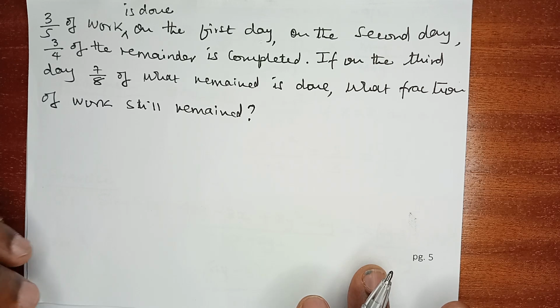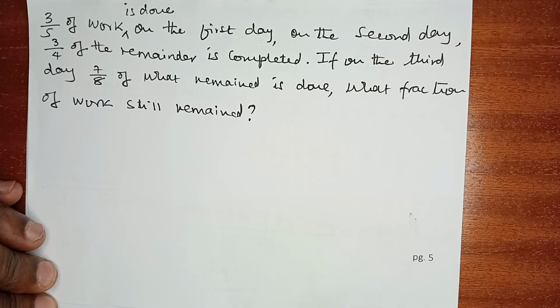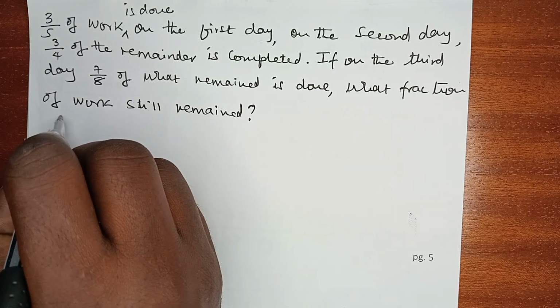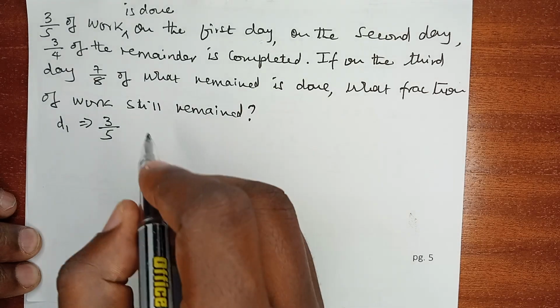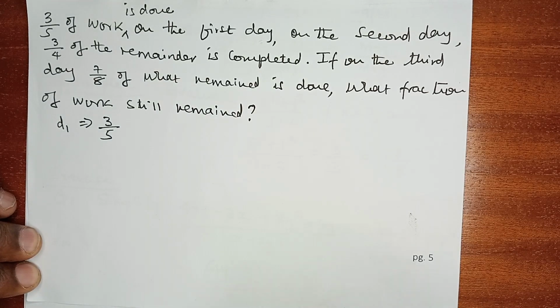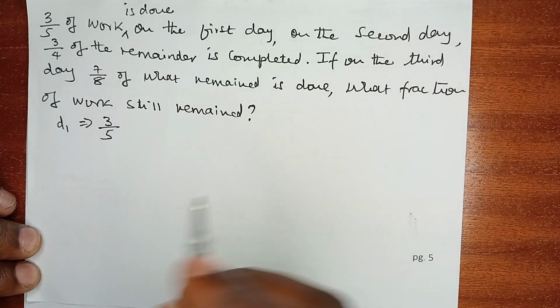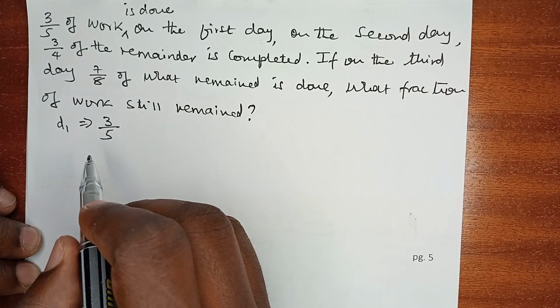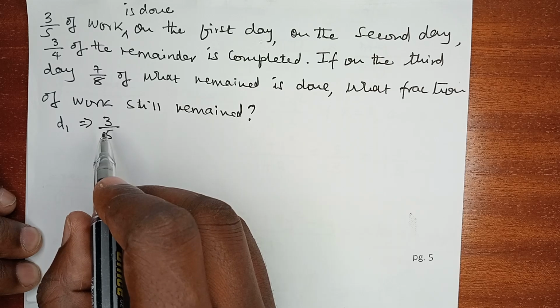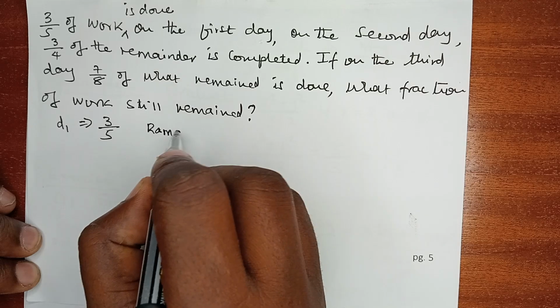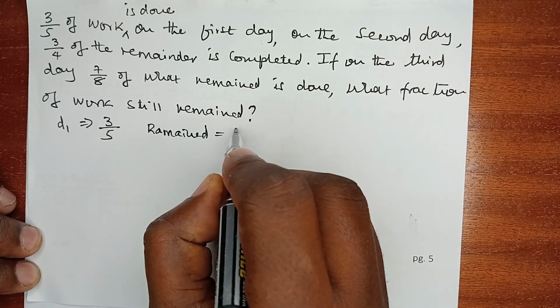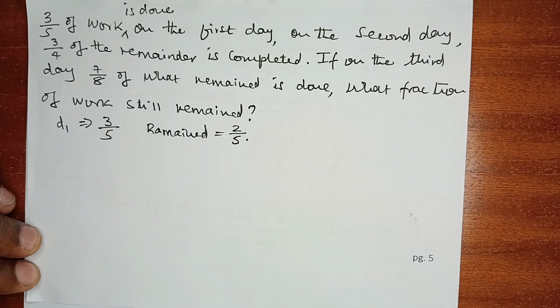I know you have tried it, and let us get back to it. We are told that 3/5 of work is done on day 1. So day 1, we have 3/5 of the work. What remained? The original work was 5/5. Day 1, 3/5 of the work is done, and what remained after day 1 is now 2 out of 5 work.